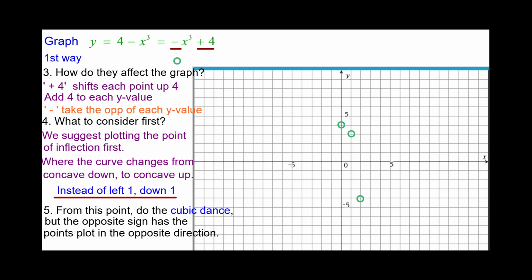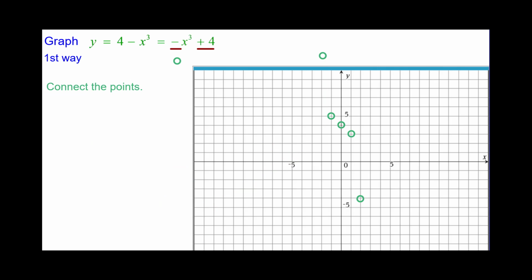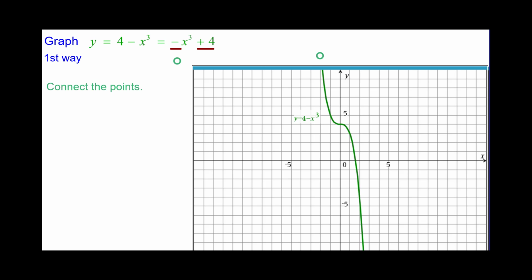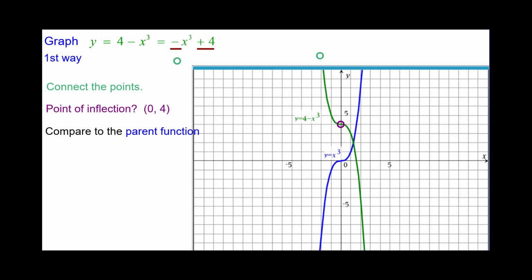Instead of left 1, down 1, it's going to be left 1, up 1, opposite direction again, and left 2, down 2 becomes left 2, up 8. Connect the points to look like a cubic graph, and it's kind of going the other direction just because of the negative sign, and it's shifted up 4. Point of inflection is at 0, 4. It's concave up here, and after that it's concave down, changes concavity. Compared to the parent function, that's in blue.